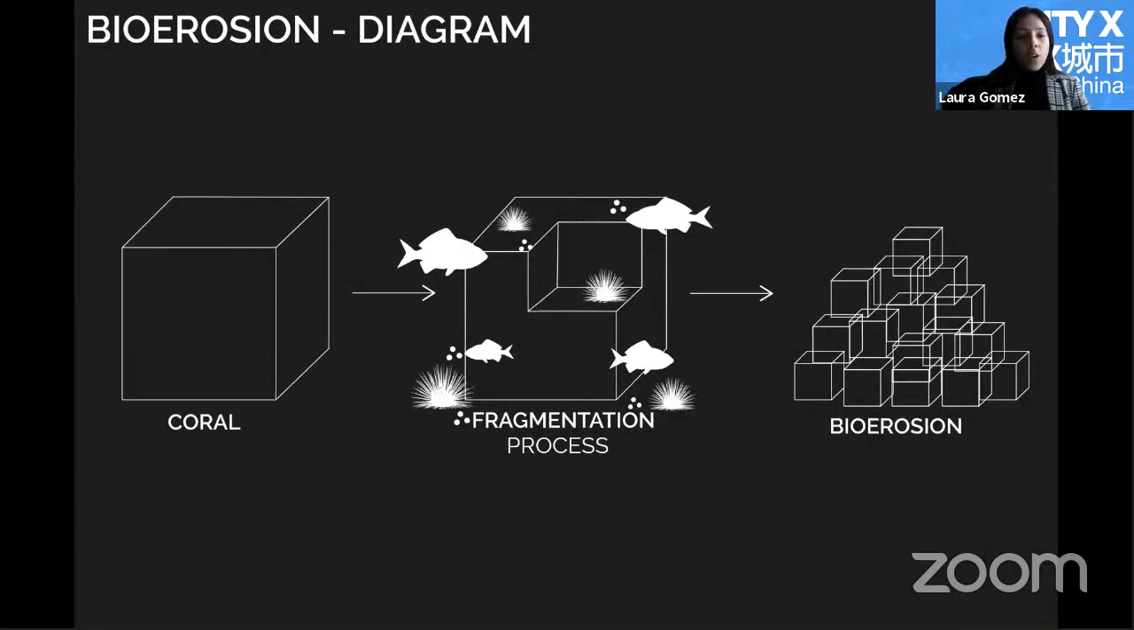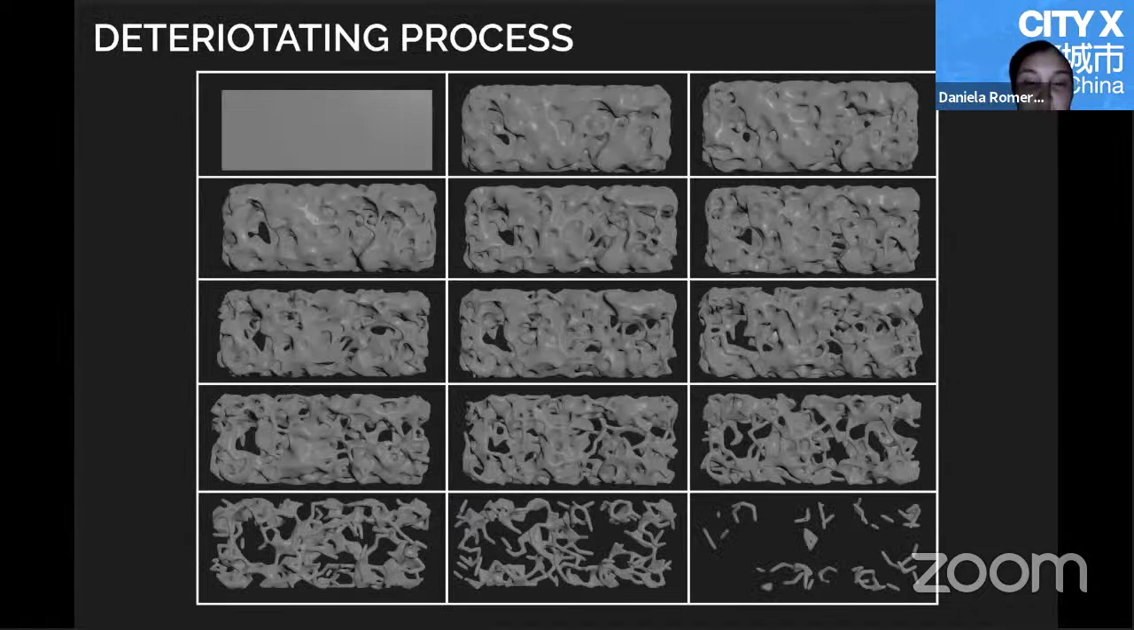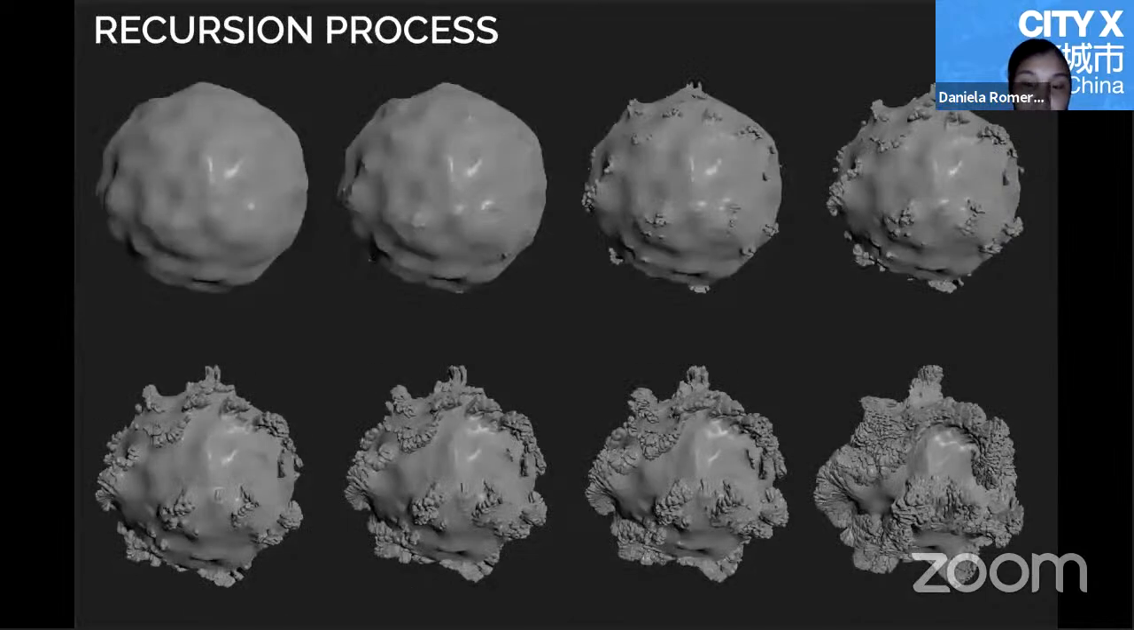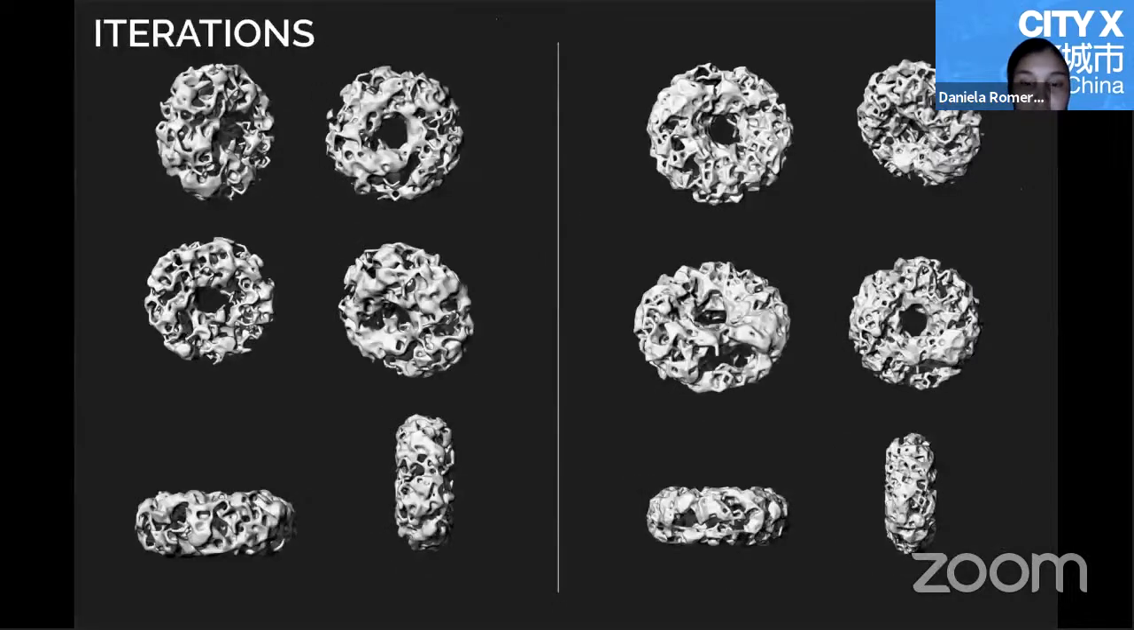This diagram shows how we introduce bioerosion into the concept of the project. It's a transition. It starts from the coral as a whole, and then moves to the fermentation process, producing the result of the bioerosion effect. And these images show what we were able to achieve with that deterioration, going from a solid mass to a more fragmented porous mass until it's completely broken apart and almost dissolved. And similar to the previous image, this is the recursive growth as it evolves and starts repeating itself.